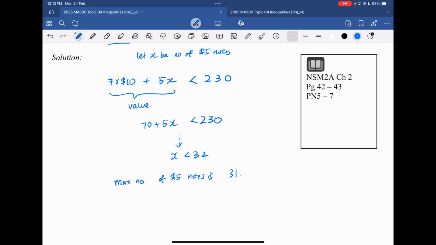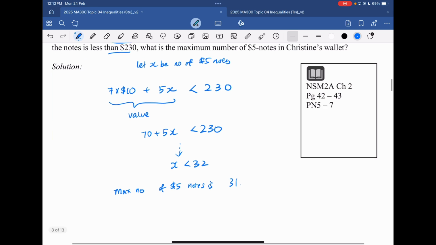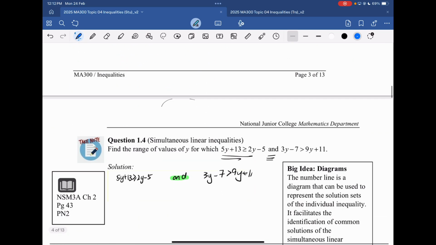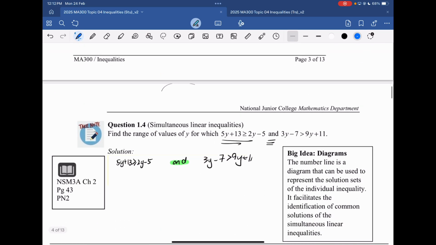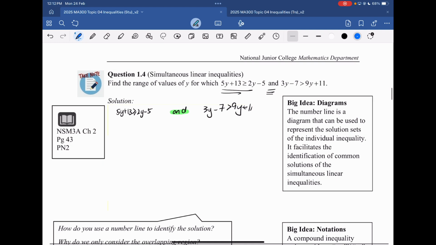Stand at the back. Need your notes, stand at the back and write. Okay. So question 1.4. Don't lean on the wall, stand up straight. You lean, then you fall asleep again.